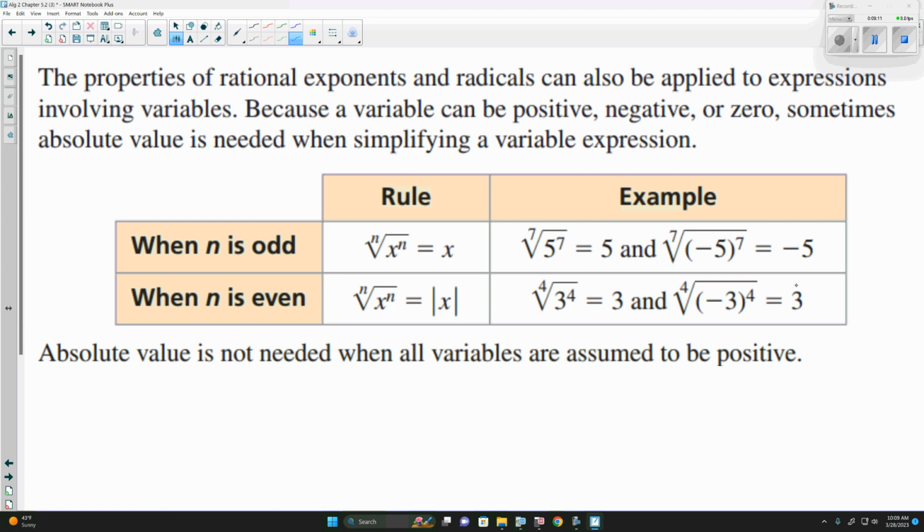Properties of rational exponents and radicals can also be applied to expressions involving variables. Because a variable can be positive, negative, or 0, sometimes absolute values are needed. Because what we're talking about here is in a more general sense. We know, I'm just adding this in, the square root of x squared is going to be what? X. It's just going to be an x value, yes?